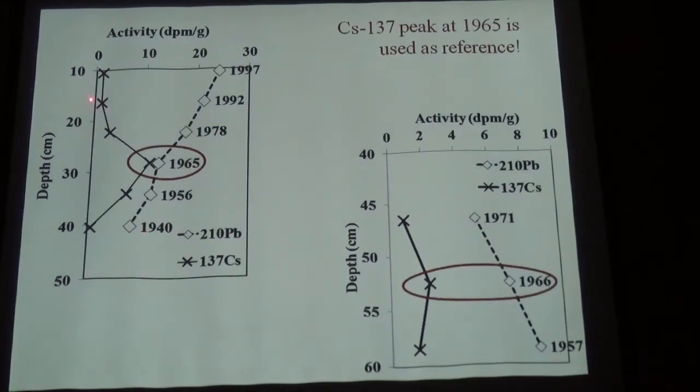And then the star plot shows the concentration of cesium-137. And so obviously we did a very good job because our peak in cesium-137 coincides with the date we determined by the lead-210 method at 1965. And this is another shorter core that we did there.